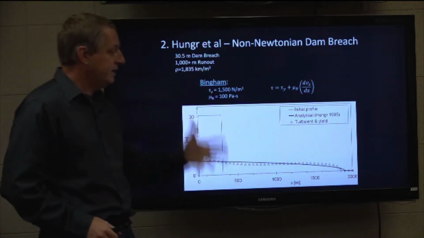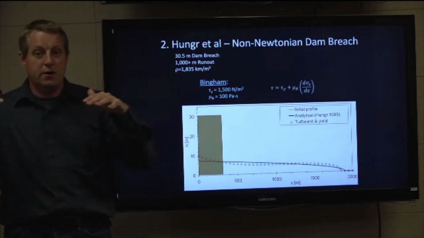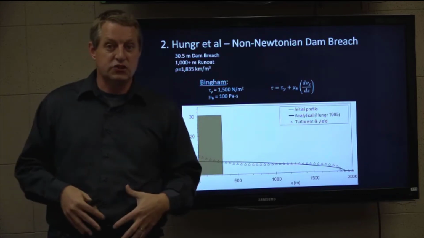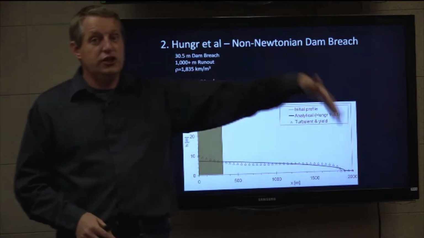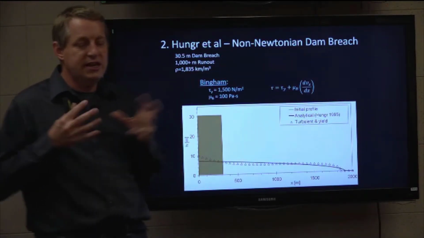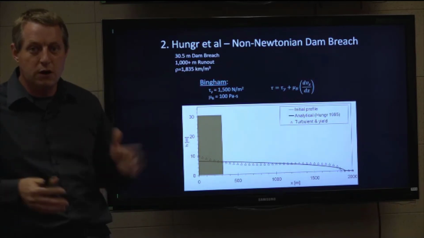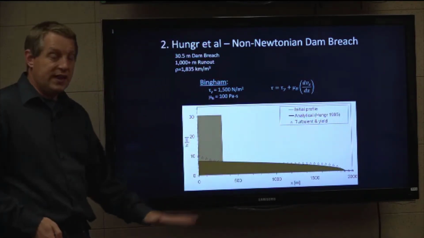This is the Hunger analytical model. It says we have a 30-meter impoundment of high concentration material. We let that run out and see where it should end, where the internal strength of the material is stronger than the shear stress, and so it just stops. And so they computed how far that should be.